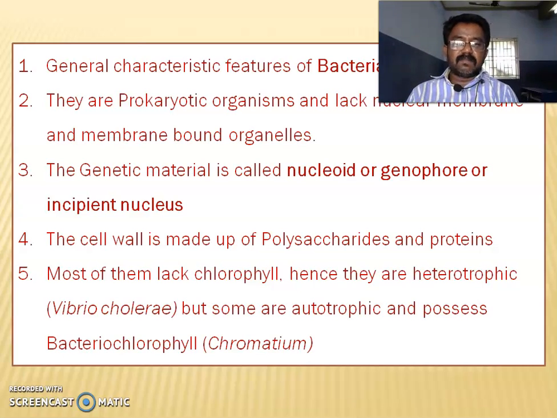General characteristic features of bacteria. They are prokaryotic organisms and lack a nuclear membrane and membrane-bound organelles. The genetic material is called nucleoid or genophore or incipient nucleus. The cell wall is made up of polysaccharides and proteins. Most of them lack chlorophyll, hence they are heterotrophic, like Vibrio cholerae. But some are autotrophic, possessing bacteriochlorophyll, like Chromatium. In these bacteria, food is prepared on their own via photosynthesis.